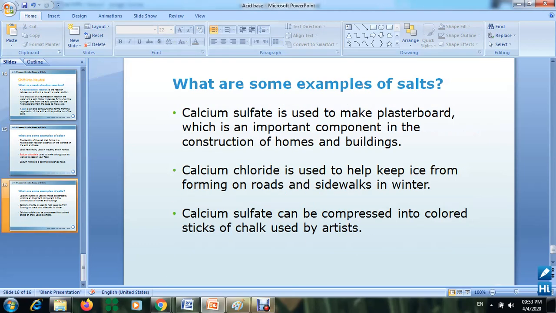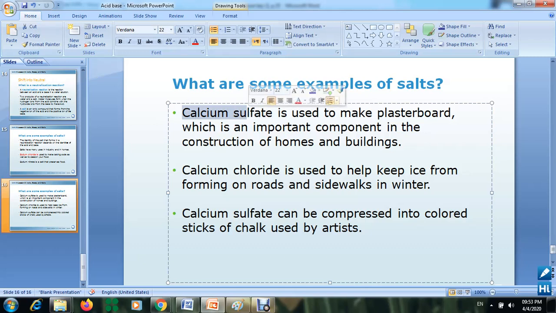The third example is calcium sulfate. Calcium sulfate is used to make plasterboard, which is an important component in the construction of homes and buildings. The fourth one is calcium chloride. Calcium chloride is used to help keep ice from forming on roads and sidewalks in winter. The last one, calcium sulfate, can be compressed into colored sticks of chalk used by artists.